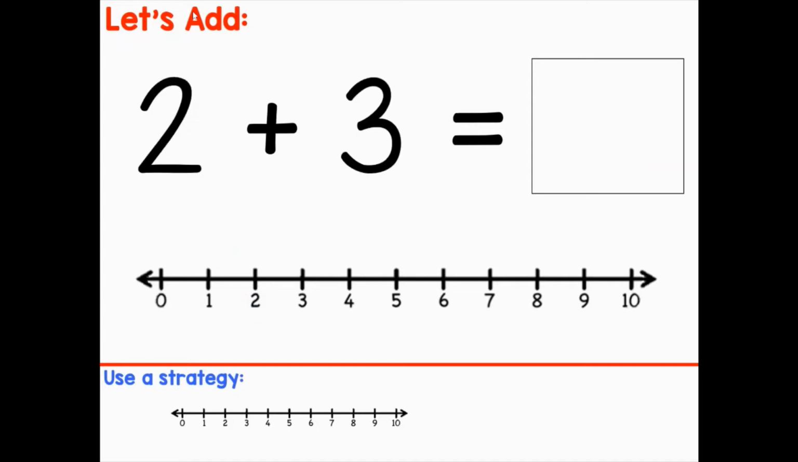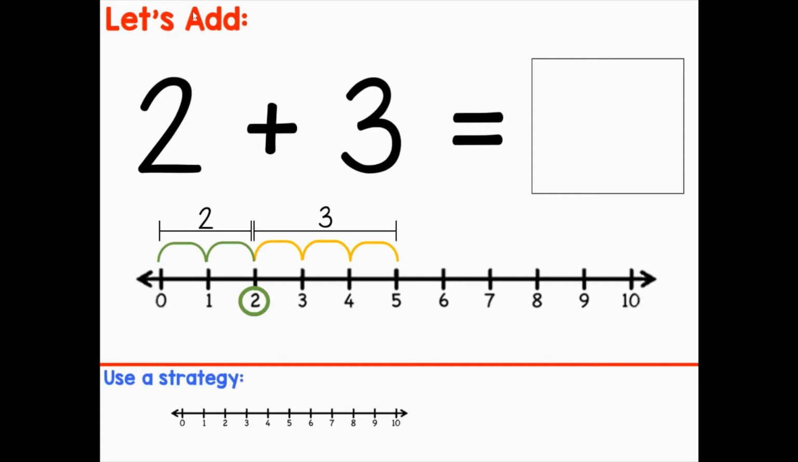Let's try it again. I'm going to look at my number sentence, 2 plus 3. The first thing I'm going to do is look at that first number, the number 2, and I'm going to make 2 hops. Do it with me. 1, 2. 2 hops still matches the number 2. Now I have to look at my second number. Well, after the 2, I see the number 3, which means that I need to make how many hops? I hope you said 3. Ready? Let's jump. 1, 2, 3.